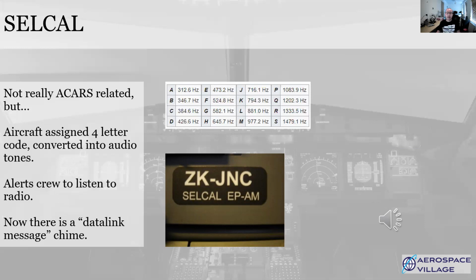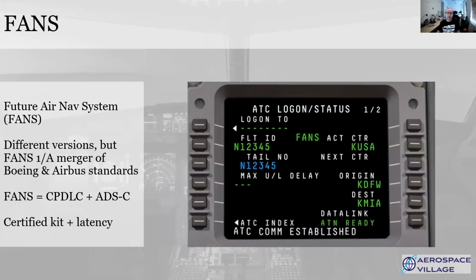Similarly, now when there is an ACARS message, the crew will hear a chime noise, and a data link message will appear on their displays, which they can then go and read. ACARS, at its basis, is simply a text message service between two parties. And this concept is now being used in air traffic control.